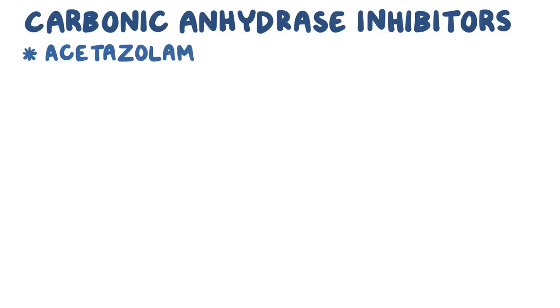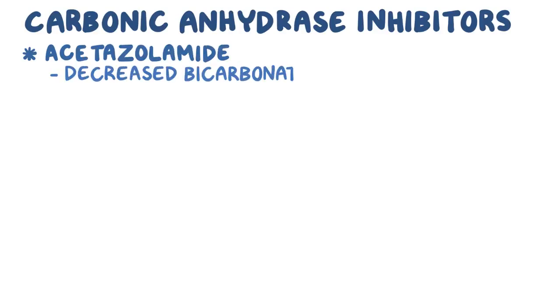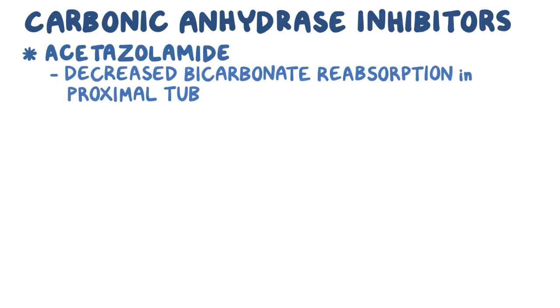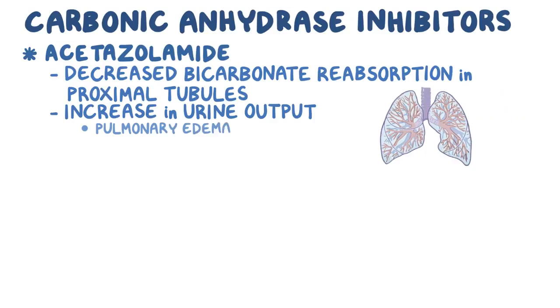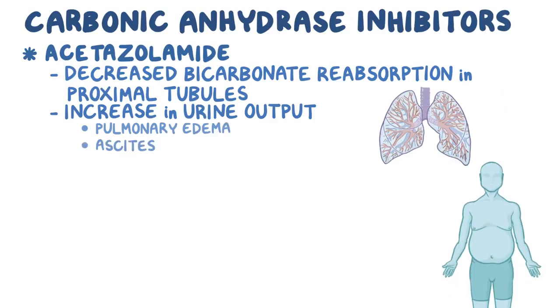Administering acetazolamide leads to a decreased bicarbonate reabsorption in the proximal tubules, so more bicarbonate and sodium gets excreted in the urine. So, since water flows where the sodium goes, this leads to a mild increase in urine output. This is useful for treating edematous states like pulmonary edema or ascites, where fluid builds up in the extracellular space.